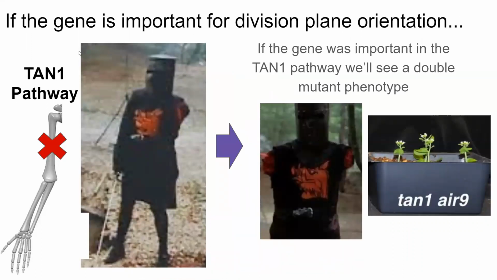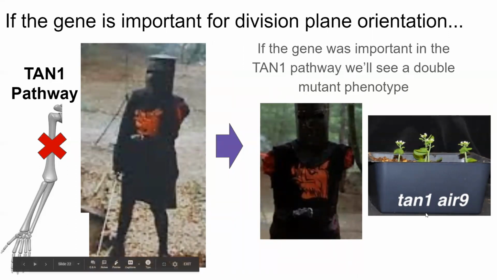So the way this will work, if we're mutating these genes and getting rid of them, if that gene turns out to be important for division plane orientation, here's what we'd expect to see. So we have our AIR9 single mutant, represented as this one-armed knight. Let's say we mutate a gene, so we're breaking this bone in his arm. If that gene was important in the TAN1 pathway for division plane orientation, we'll see a double mutant phenotype, where his arm is too busted to hold his sword anymore, so he might as well just be a knight with no arms. Or in the case of our plants, that gene was important for function in division plane orientation, so we see a double mutant phenotype where we see this growth defect.